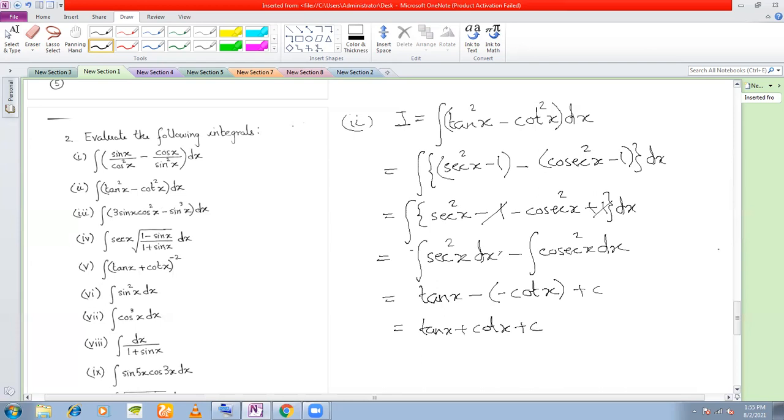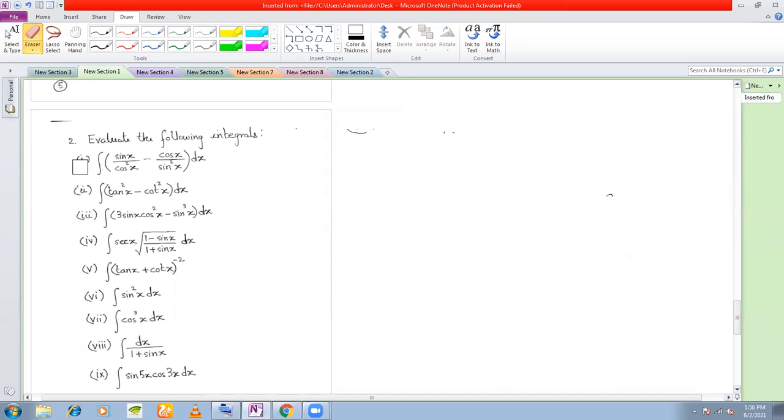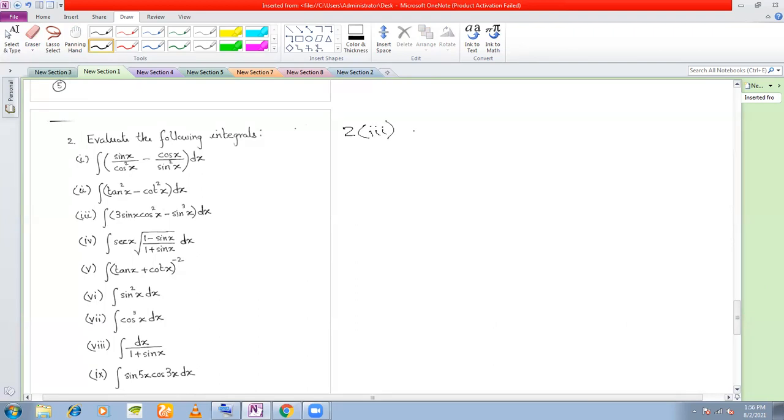Fine. Moving on to the next sum, part 3. I is equal to integral 3 sin x cos square x minus sin cube x dx.